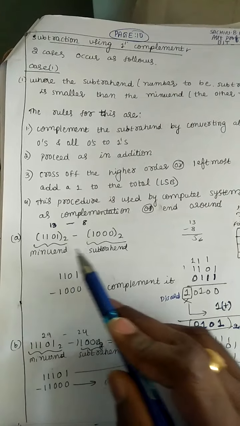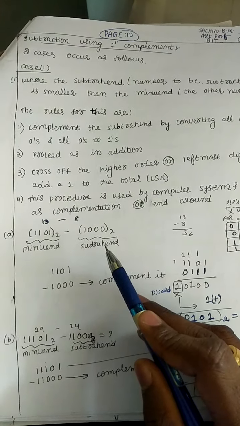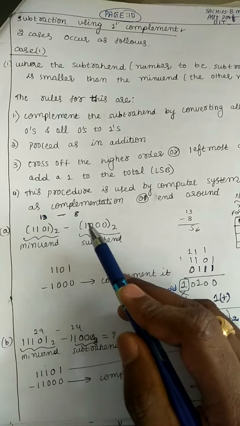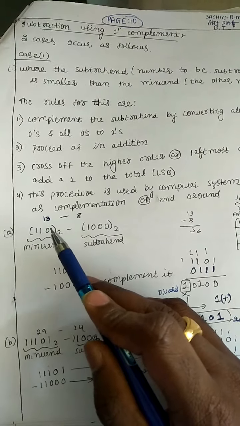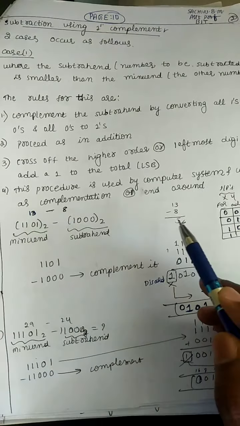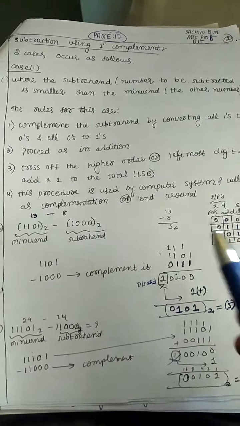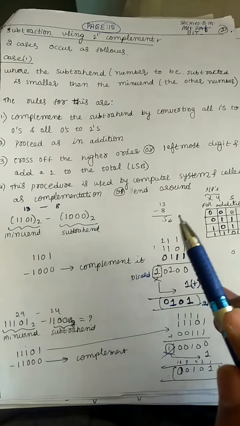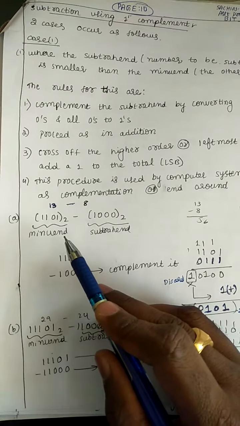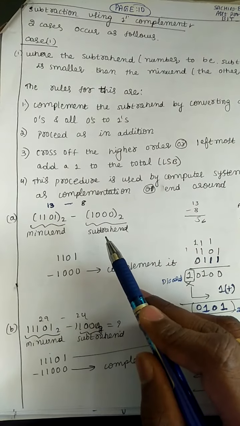This is your minuend, this is your subtrahend. The subtrahend, if you write it in decimal format, the value is 8, 8421. The minuend, if you write it in decimal format, the value is 13. 13 minus 8, the solution is 5. So finally you should get a solution as 5. Okay, so in this case the minuend is greater than the subtrahend.